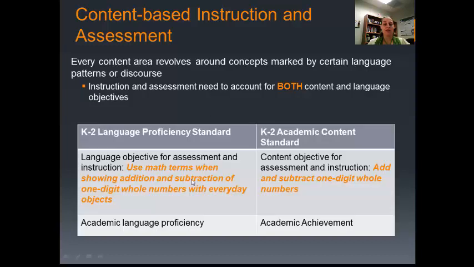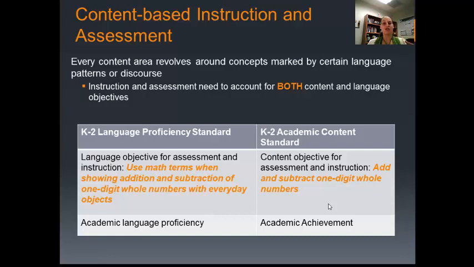So you will notice that objectives always come in pairs. There's a language objective, and then there's a content objective. The content objective of any lesson is going to talk about the concepts that you are hoping students will be able to complete or understand in that lesson. So for example, the content objective for assessment and instruction is the ability to add and subtract one-digit whole numbers.